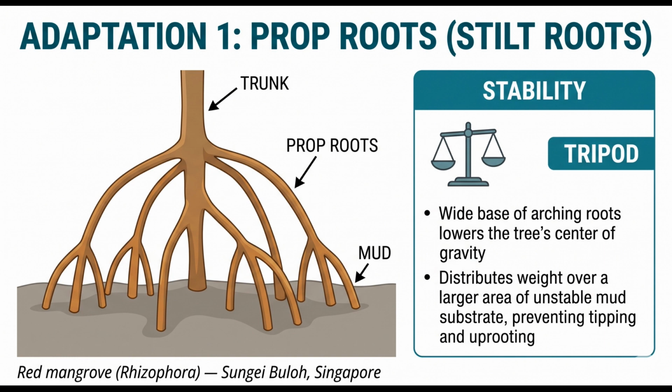Why does this help? The soil is soft mud. It provides almost no grip. But if you spread your weight across a large area, you need less grip at any single point. Think of it like a tripod on unstable ground. 3 legs spread wide are far more stable than 1 leg straight down. This is the primary function of prop roots, stability in soft, waterlogged mud. The main species is the red mangrove, Rhizophora, and you can see it at Sungei Buloh Wetland Reserve right here in Singapore.